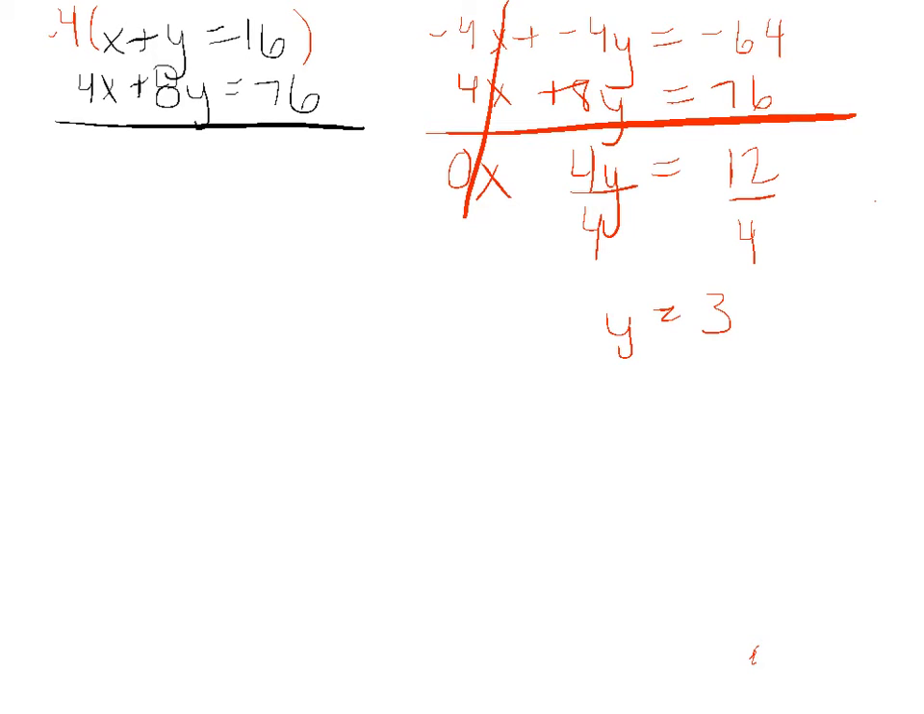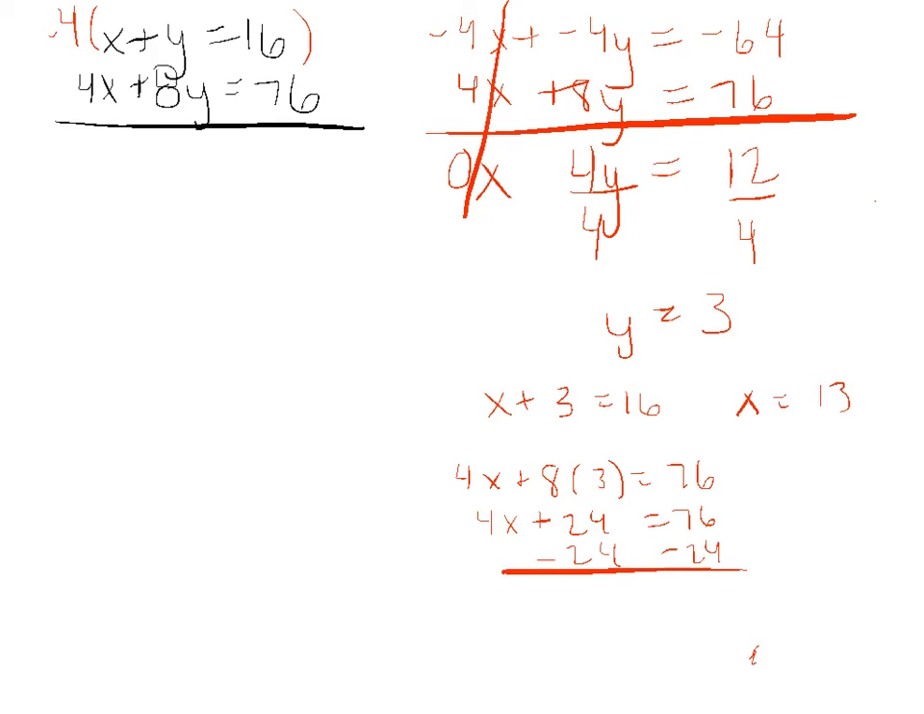Plug it back into your original equations and check that it was correct. x plus y, so the y is a 3, equals 16. Well, I know what the x should be there. It's 13. 13 plus 3 equals 16. Check the second equation. 4x plus 8 times 3 equals 76. 8 times 3 would make 24. Subtract 24 on both sides. 4x equals, ooh, this is tough math in my head, 52. Divide by 4, and we still get x equals 13. Perfect.